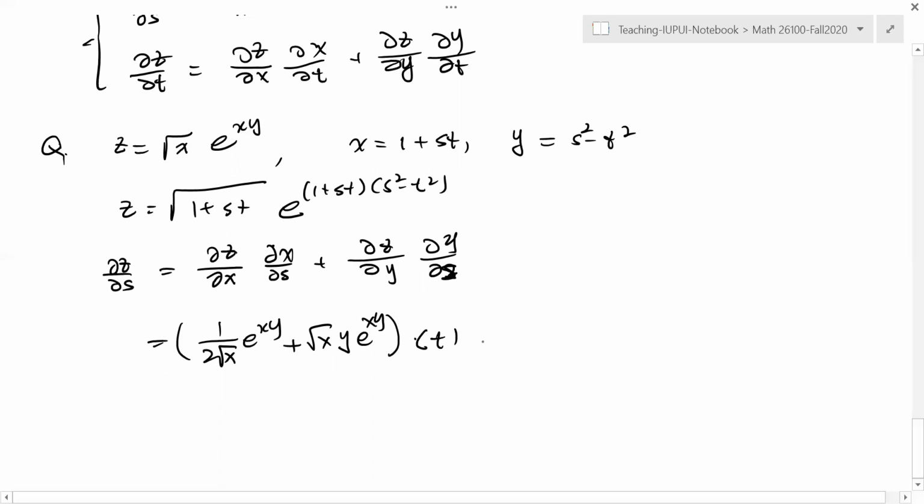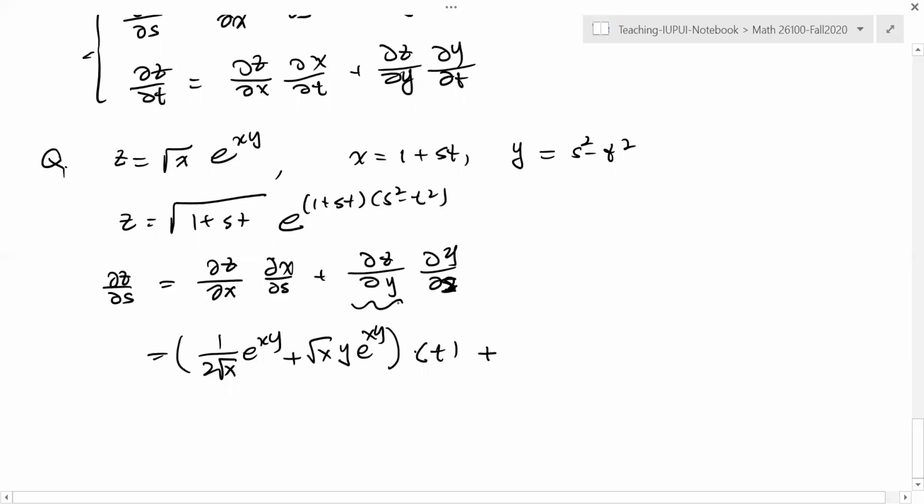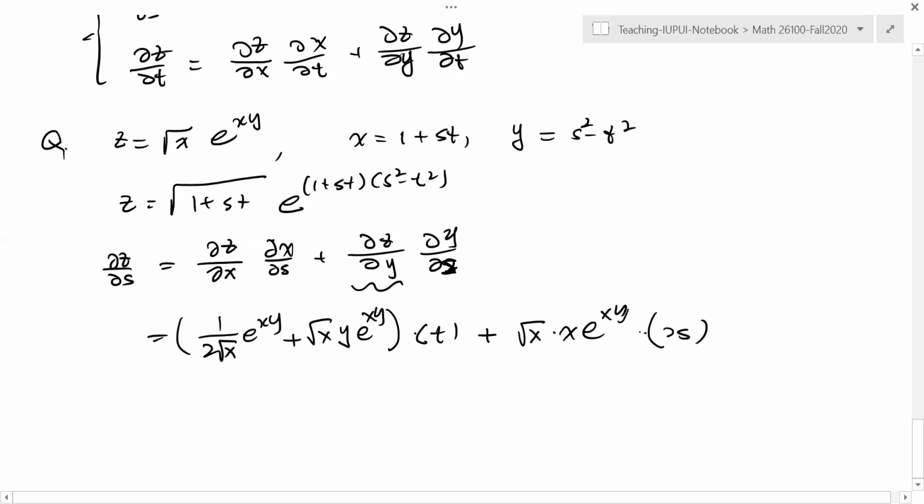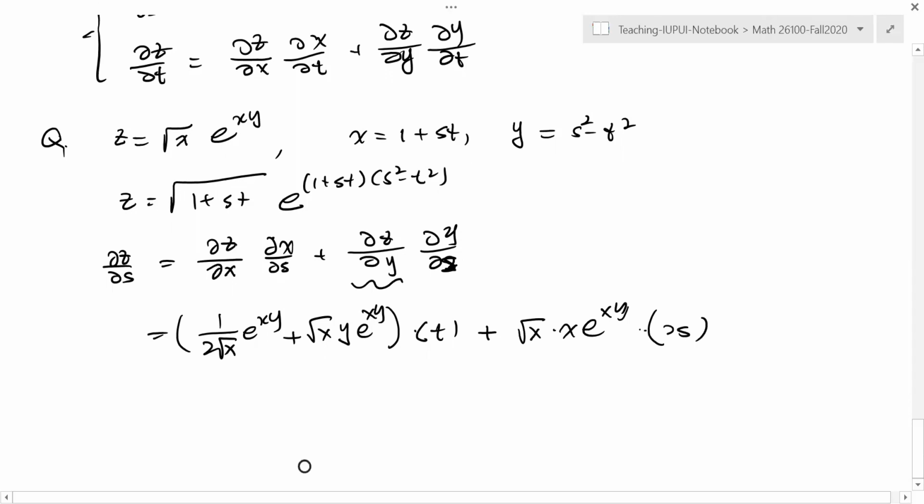Okay. Sure, that's fine. So then I differentiate z with respect to y, and I don't need to use a product rule here. It's just y e to the xy. Okay. Then I differentiate y with respect to s. That is 2s. Okay. So this part. So let's do step by step. Okay.